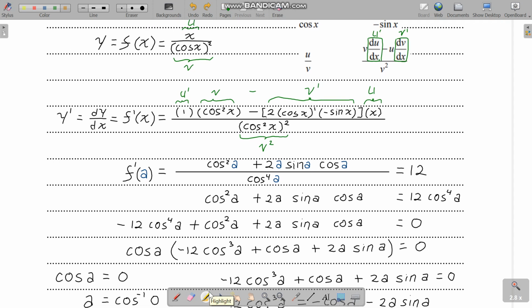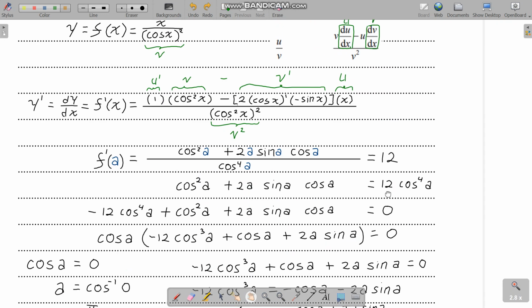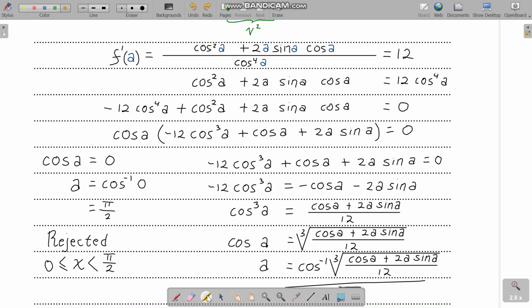So f prime of a is, well, we replace every x with a, and then it's supposed to be equal to 12, because that's the gradient here, gradient equal to 12. So we are solving a fraction equals 12.